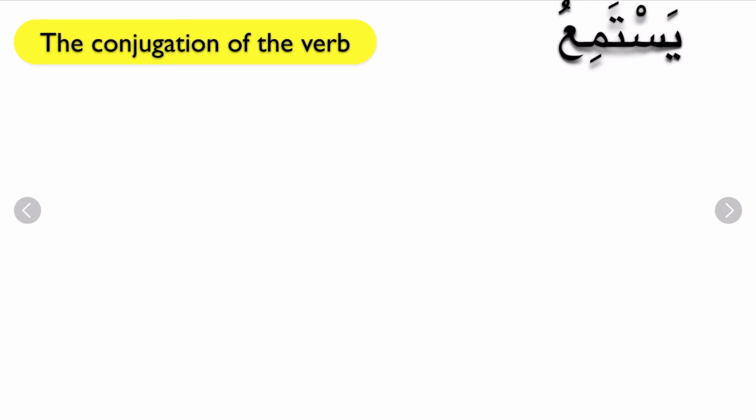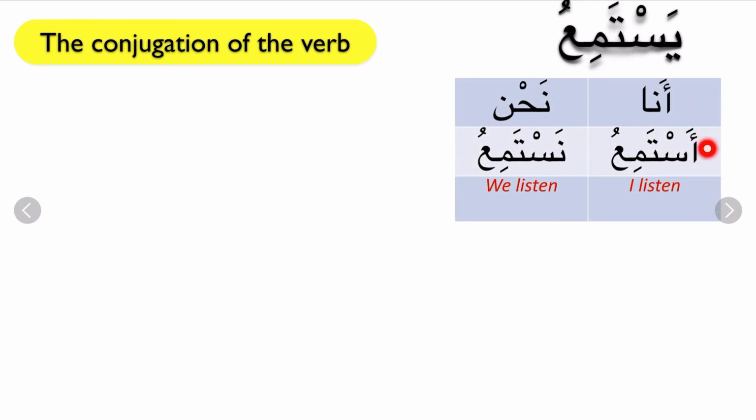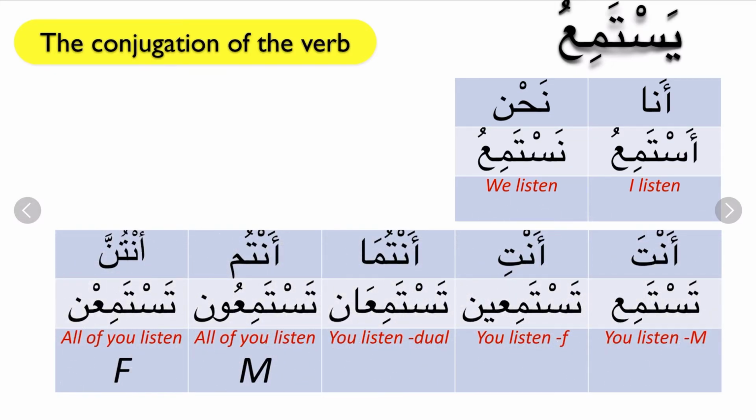The conjugation of the verb يستمع. أنا أستمع I listen. نحن نستمع we listen. أنت تستمع you listen, male. أنت تستمعين you listen, female.